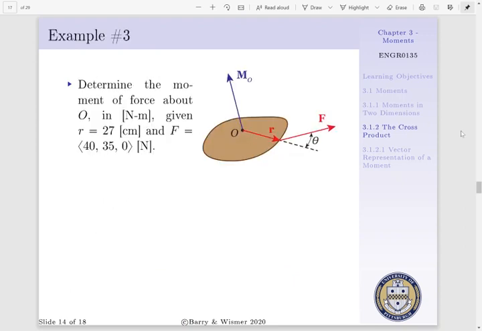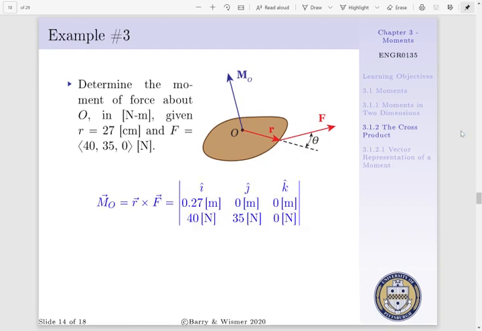For example 3, we want to determine the moment of force about point O in units of newton meters, given our radius, i.e. our moment arm, is equal to 27 centimeters, and our force vector is described as 40, 35, 0 newtons. To do this, we are going to use the cross product. Our moment of force about point O is equal to our moment arm cross our force vector, and we'll populate our 3x3 determinant.